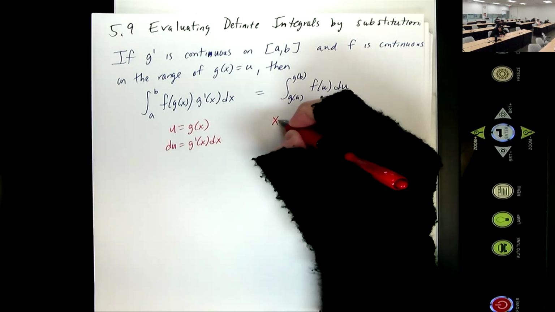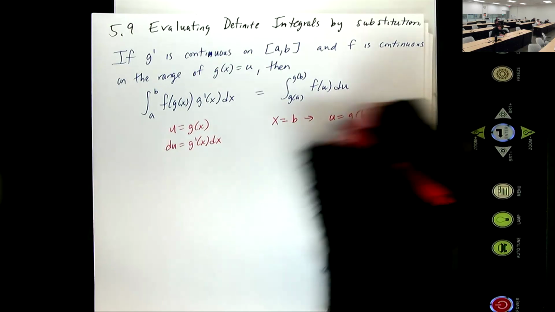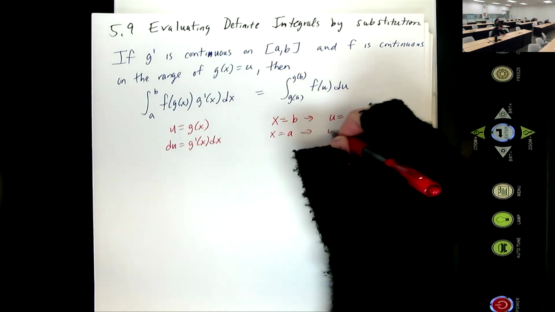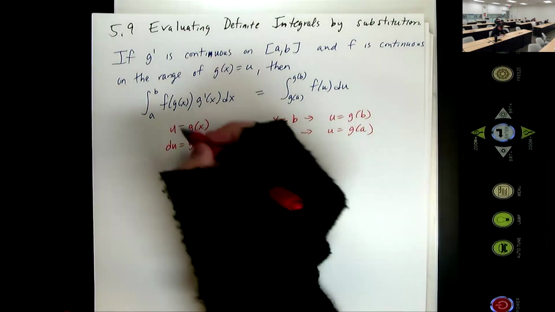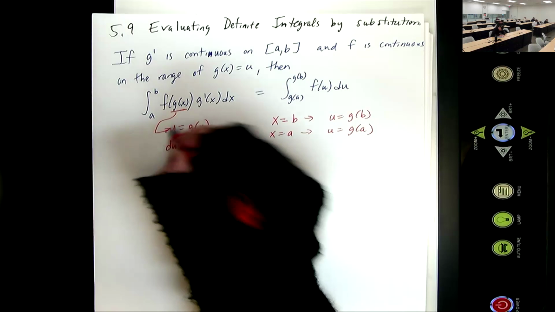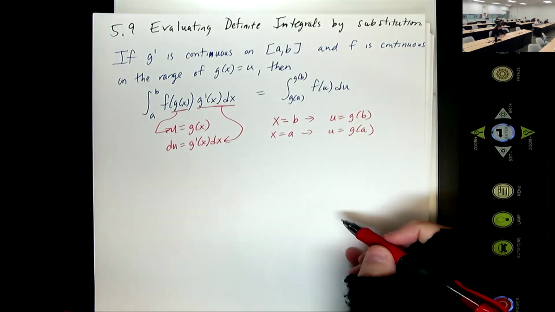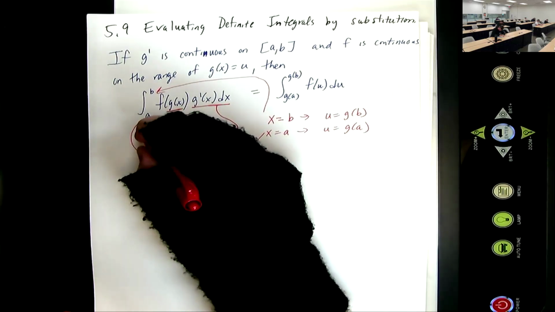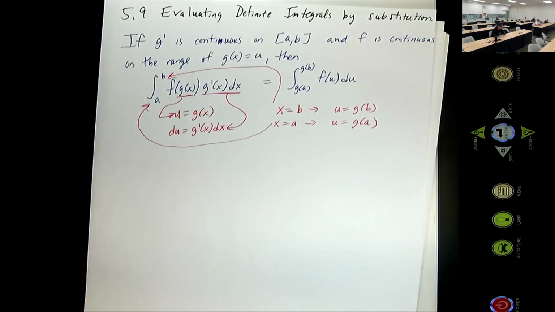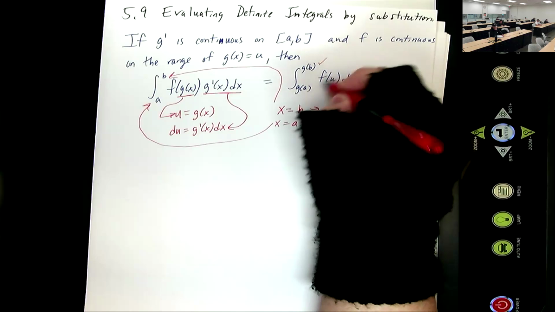And then we do our limit change. When x equals b, u equals g of b, and when x equals a, u equals g of a. This is our u right here. This is our du right here. And these replace our limits. And that's where we get the f of u du and our change in limits.